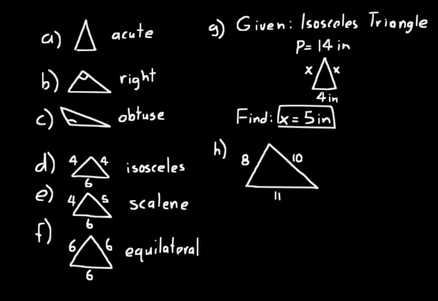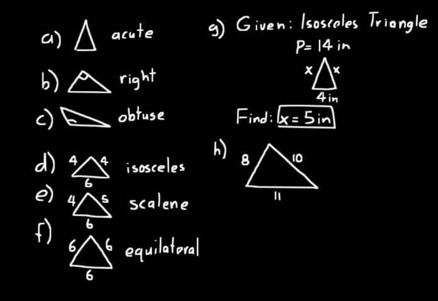Now look at problem H. I've given you a triangle there. You can tell that's a scalene triangle because all the sides are different lengths. What I want you to do is rank the angles, or the vertices, from the smallest angle to the greatest angle. Just put a number 1 for the smallest one, number 2 for the second one, and number 3 will be the biggest one.